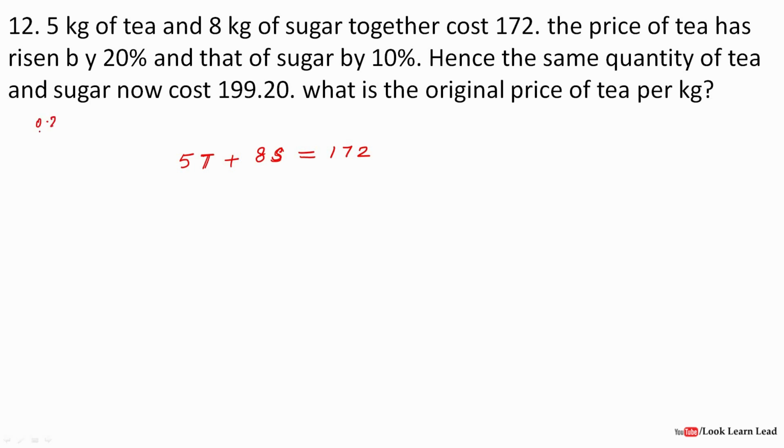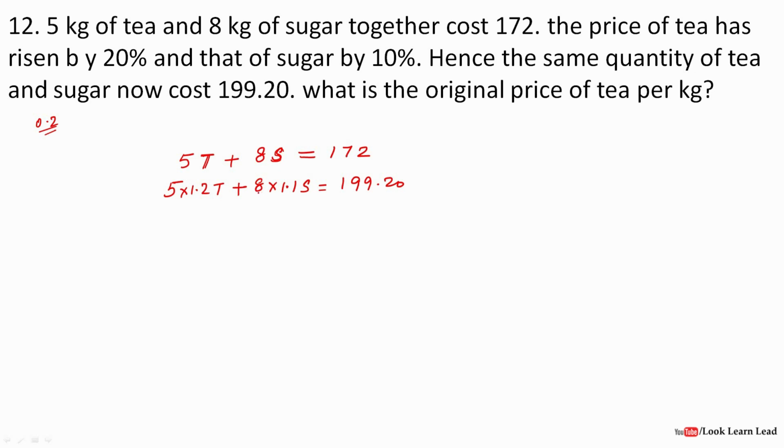20% of 1 would be 0.2. So the price of tea has risen by 20%, so it would be 5 into 1.2 T, plus the sugar has risen by 10%, so it would be 8 into 1.1 S. The amount now becomes 19.20. This is what is given in the question. We have two equations, and we have to solve these two equations to get the answer.